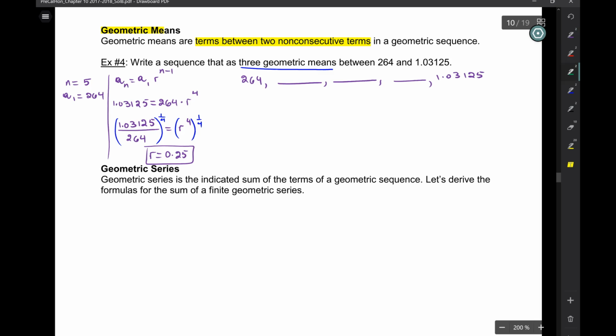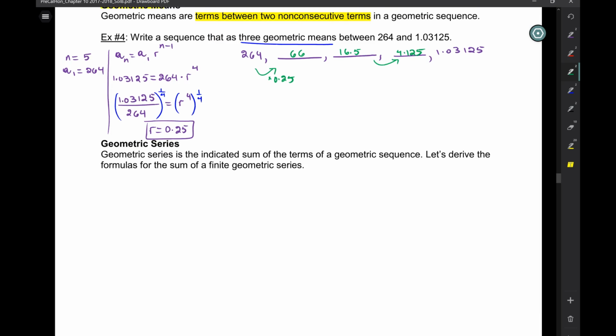This 4 was n minus 1, n was 5, minus 1 is 4. So 264 times a quarter is 66. 1/4 of that is 16.5. 1/4 of that is 4.125. And guess what? 1/4 of that, what is that?